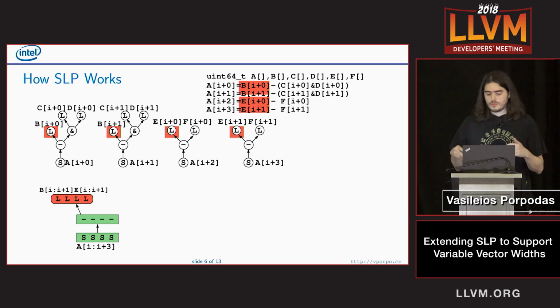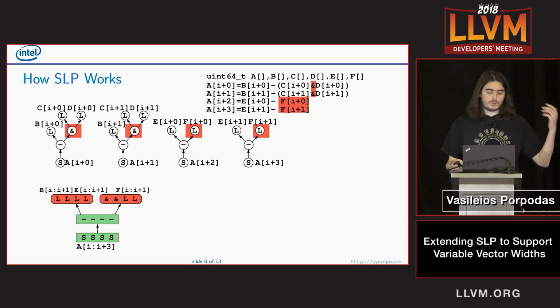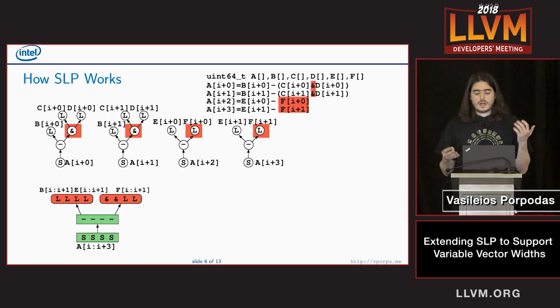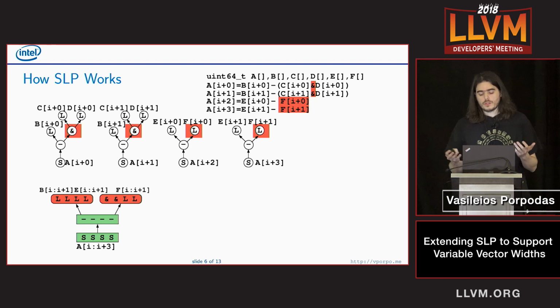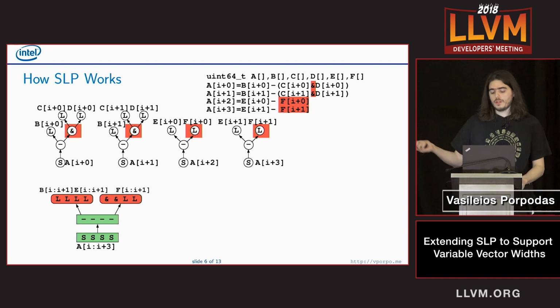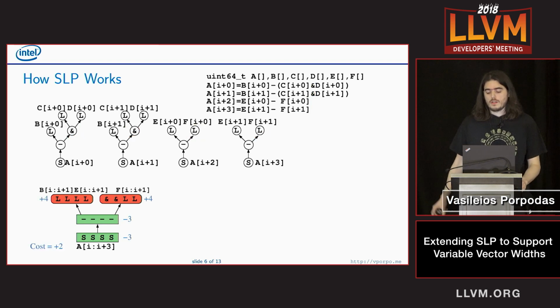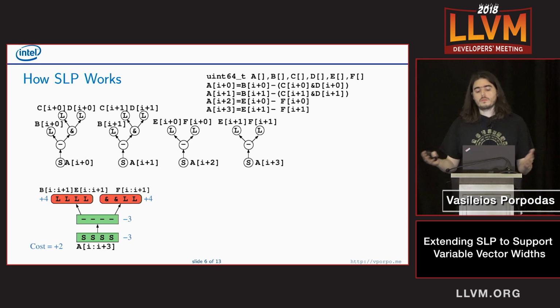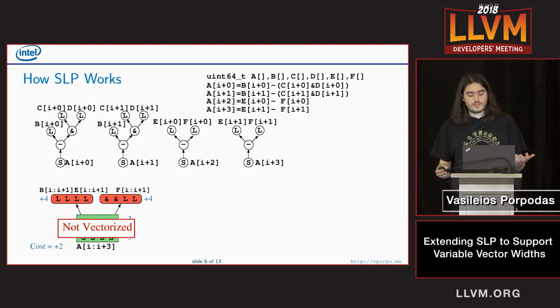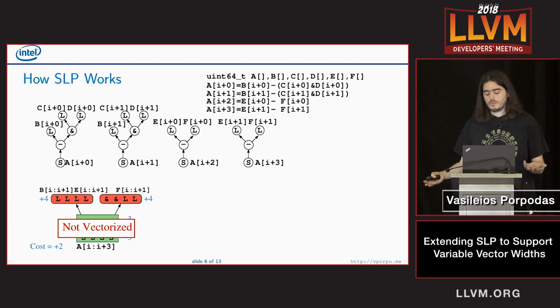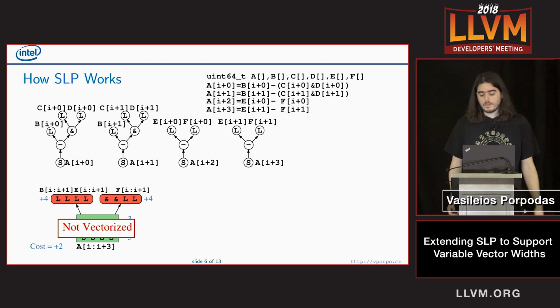SLP will go to the left-hand side first, and now we have memory accesses which are not consecutive. So SLP will basically just stop here, and it will mark this as a gather instruction. Then it will move to the right-hand side, and we have a similar story. So we have 2 bitwise ends, 2 loads. So SLP will basically stop.